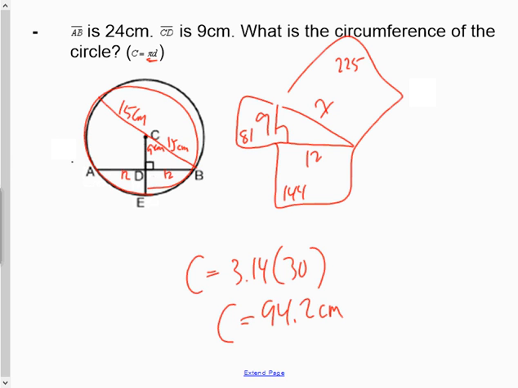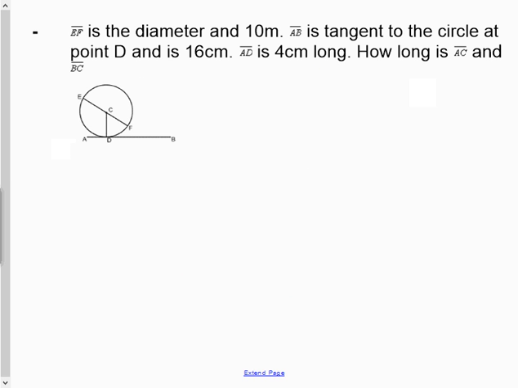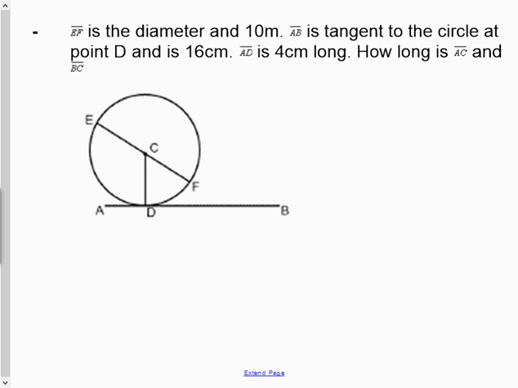Last question, Destiny. Last question, of course, again from circle geometry, deals with lines of tangency. It says AB is tangent to the circle at point D and is 16 centimeters long. EF is the diameter.